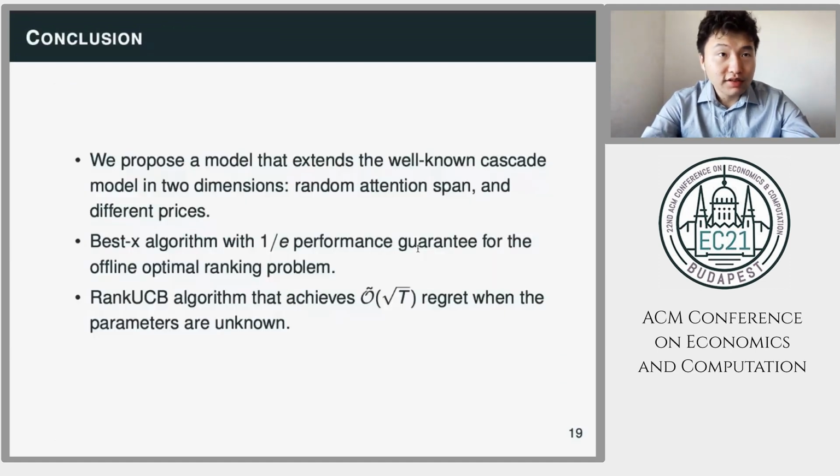To conclude, in this work, we first propose a model that extends the well-known cascade model in two dimensions, random attention span and different prices. We develop an offline algorithm with 1 over e performance guarantee for the optimal ranking problem. And then in the online learning framework, we also develop an online algorithm, rank UCB, that achieves square root of T regret when the parameters are unknown.